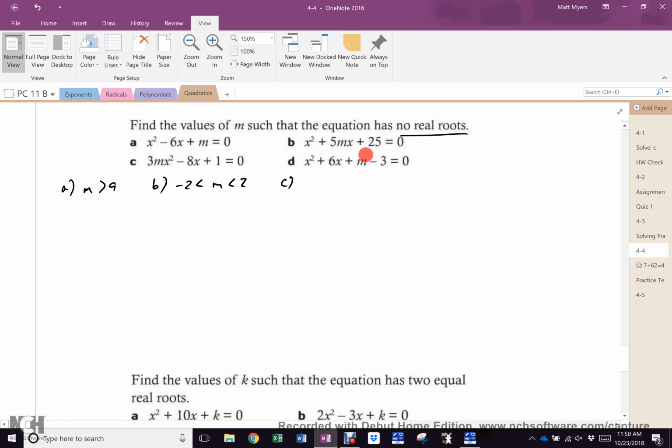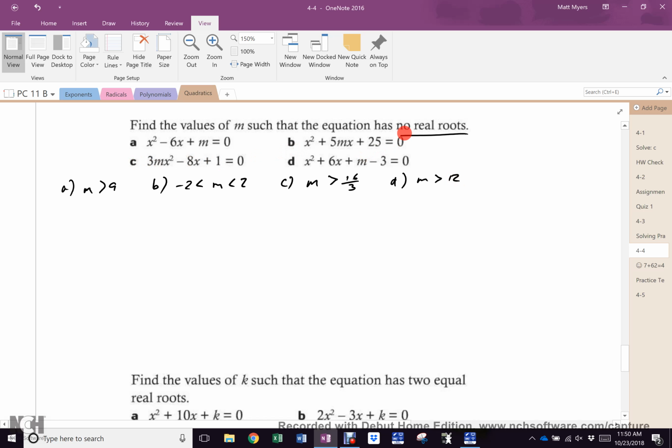What about C? Nobody? Guess I have to go over C. M is greater than 16/3. And D? M is greater than 12. Anybody need to see those? Okay.